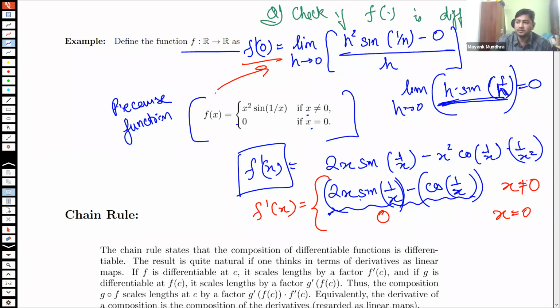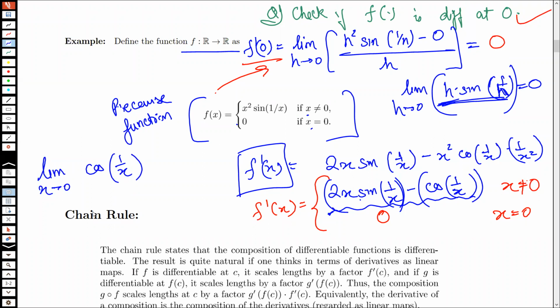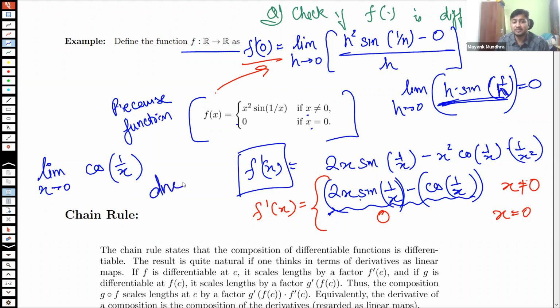Nobody here knows what happens to cos 1 by x as x tends to 0. What is the limit as x tends to 0 of cos 1 by x? What is this limit? So between -1 to 1. No, the limit does not exist.